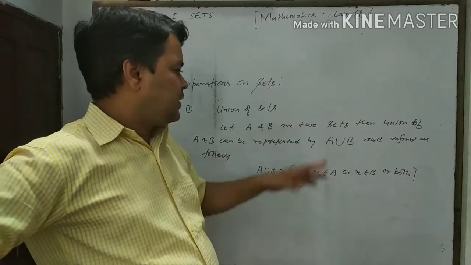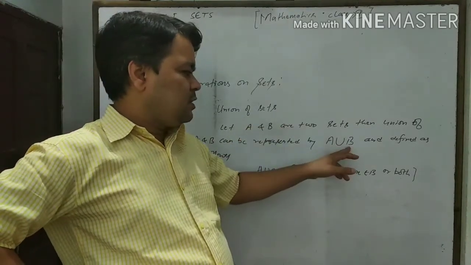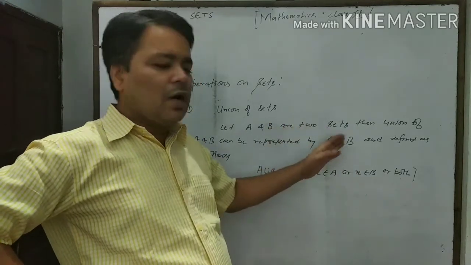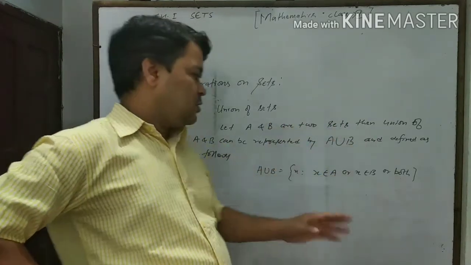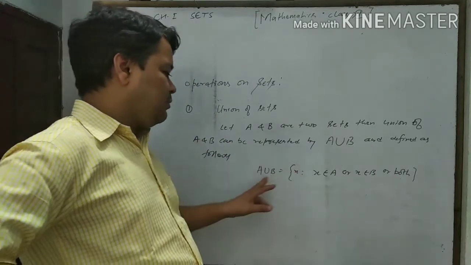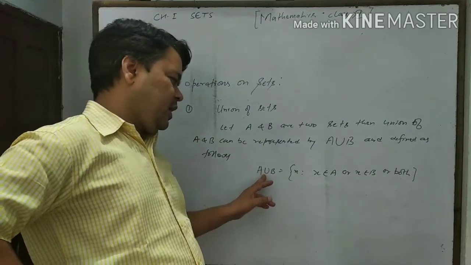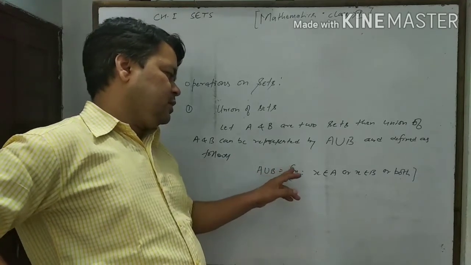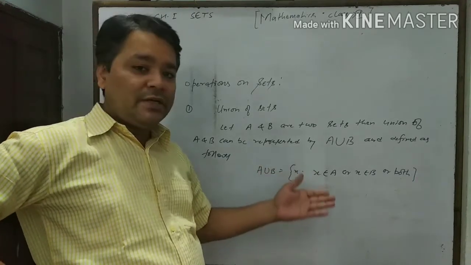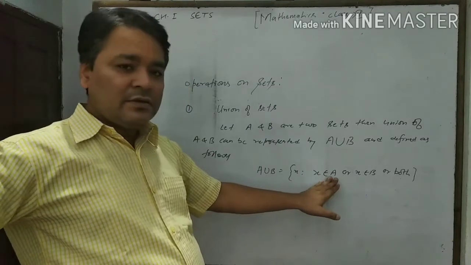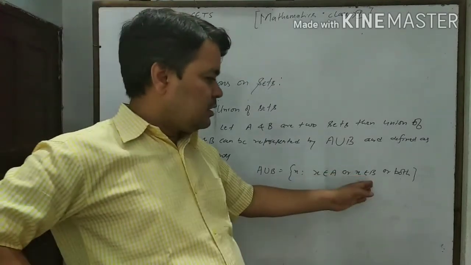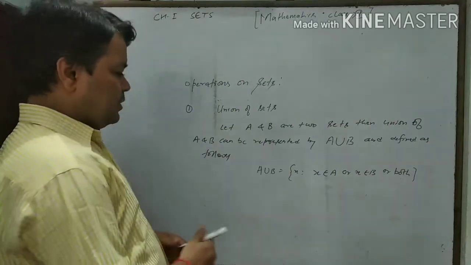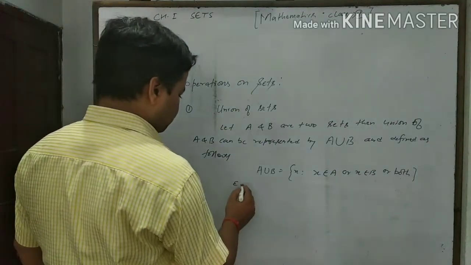Here we are just taking two sets. The union may involve two or more than two sets also. Here we will discuss only two sets, A and B. The union of A and B is the set of elements which are in A or in B or in both. Okay, let us see an example.